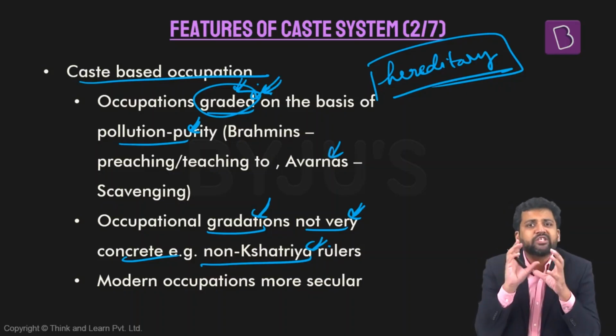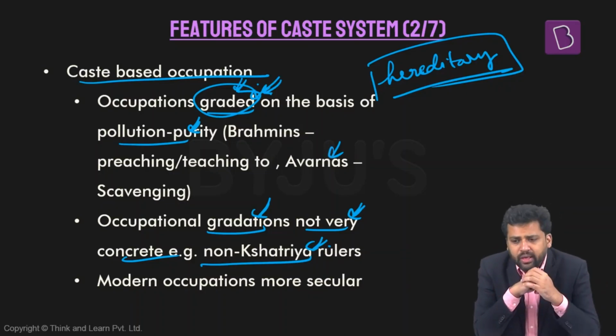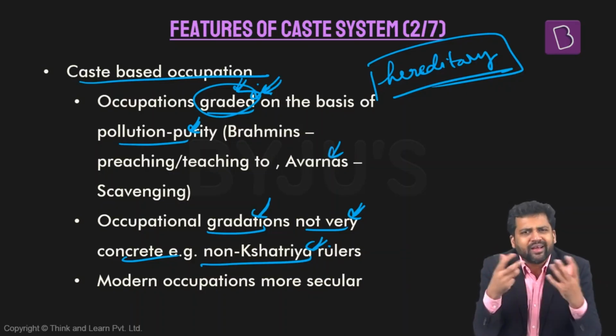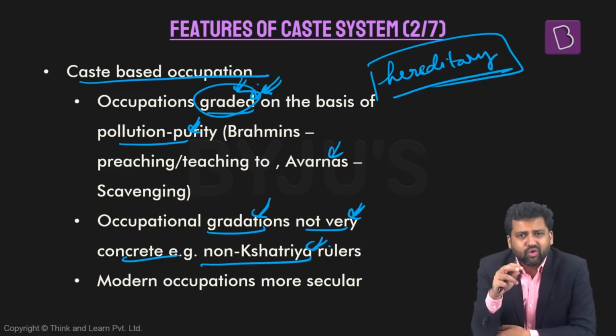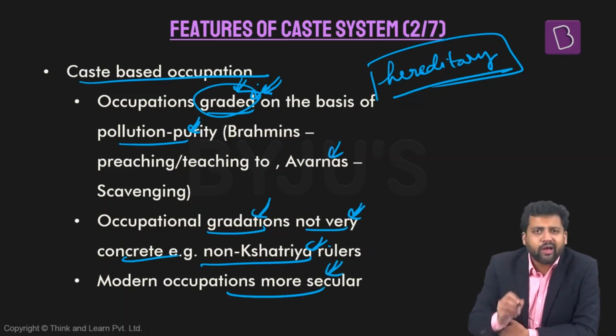The question is, what is the linkage between caste and occupation at this point? Does caste decide occupation right now? See, at this point of time, most of the jobs that we see around us are created in markets, right? And the role of caste in deciding what occupation will be very minimal at this point of time. So when it comes to the economy, the role of caste has gone down significantly. So modern occupations are more secular.